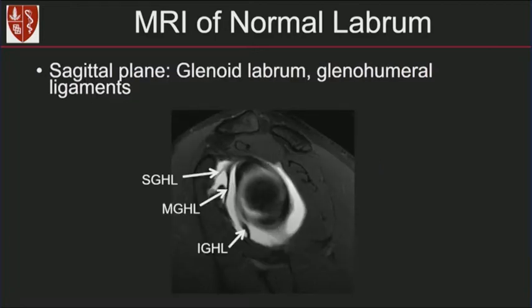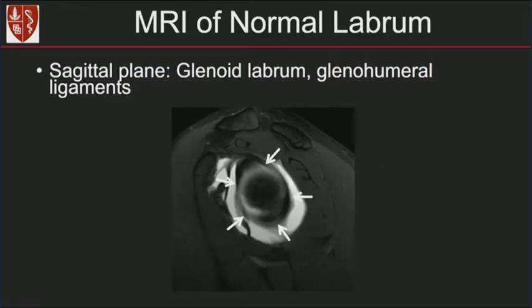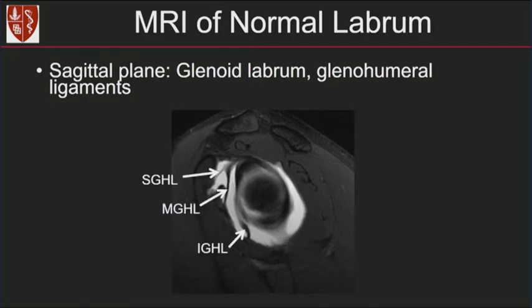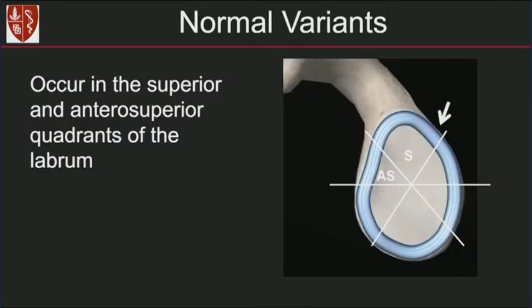On the sagittal plane, we can evaluate the entire glenoid labrum in its entirety. We can also see the glenohumeral ligaments. Here you see the superior, middle, and inferior glenohumeral ligaments. Now, the normal variants occur most commonly in the superior and anterosuperior quadrants of the labrum.